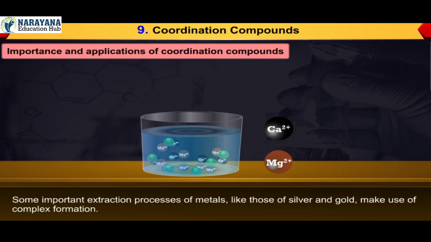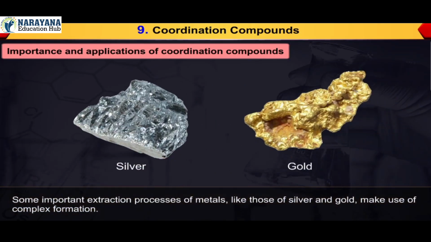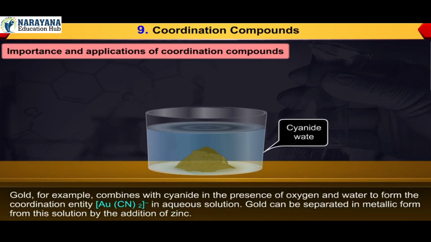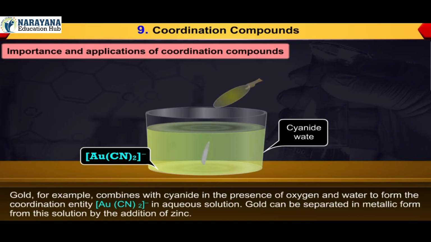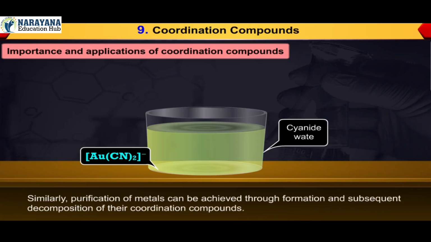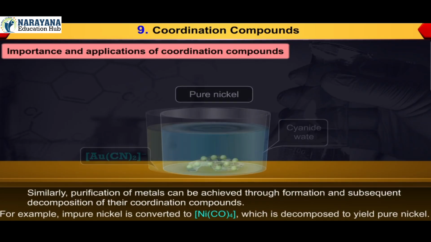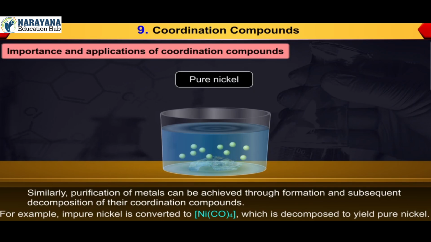Some important extraction processes of metals, like those of silver and gold, make use of complex formation. Gold, for example, combines with cyanide in the presence of oxygen and water to form the coordination entity [Au(CN)2]-. In aqueous solution, gold can be separated in metallic form from this solution by the addition of zinc. Similarly, purification of metals can be achieved through formation and subsequent decomposition of their coordination compounds. For example, impure nickel is converted to [Ni(CO)4], which is decomposed to yield pure nickel.